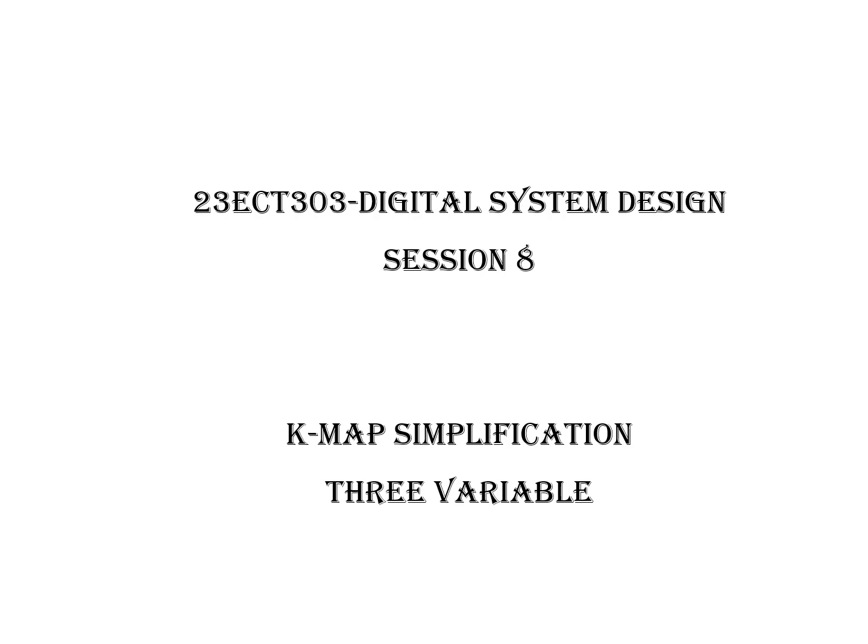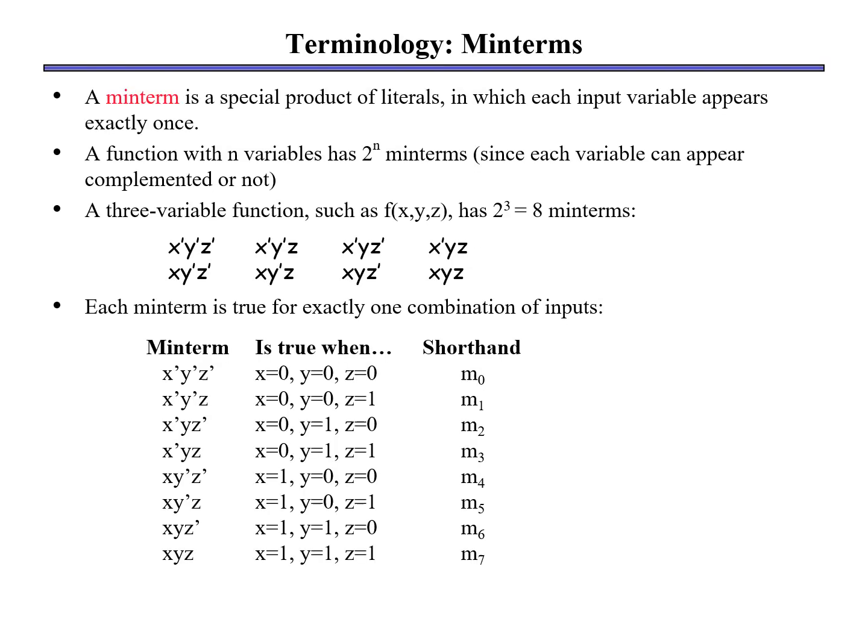In this session, we are going to discuss K-map simplification for three variables. Already in the last video, we discussed how to simplify the K-map for two variables. Now we are going to discuss it for three variables. These are the terminologies for the K-map. We already discussed them in the previous video.